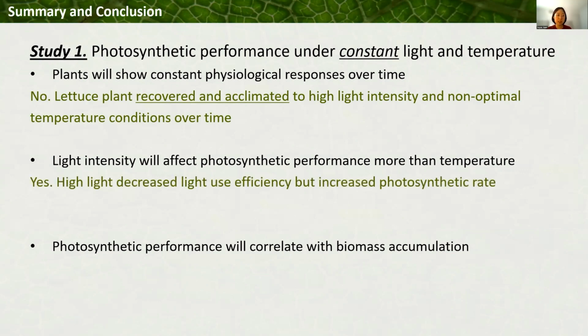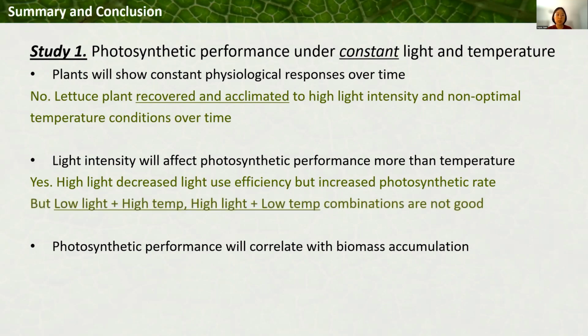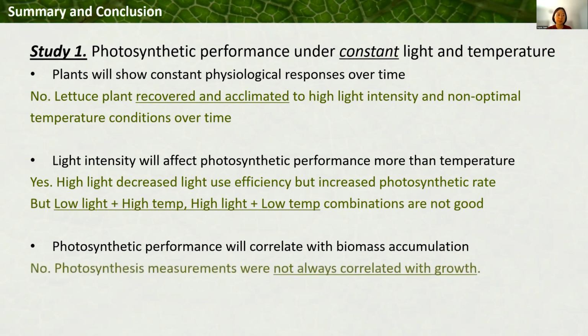And light intensity indeed affected photosynthetic performance more than temperature. But there was a specific pattern: low light combined with high temperature, or high light intensity combined with low temperature. Those combinations were not good for photosynthetic performance.